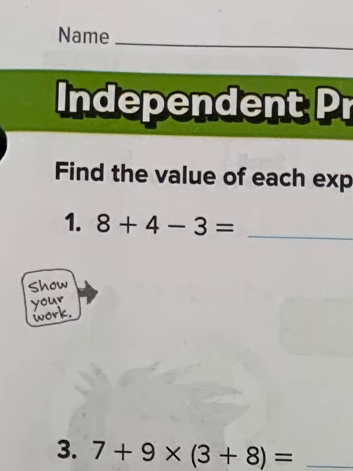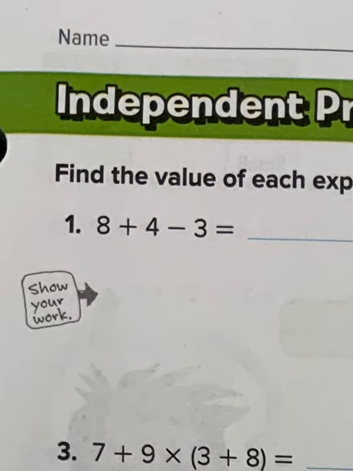So for our first expression, we have 8 plus 4 minus 3. So we go right away to our add and our subtract, so we don't have any parentheses, exponents, or multiplying and dividing. So we can go ahead and start with 8 plus 4 to give us 12. And we want to subtract 3. So 12 minus 3 will give us 9.